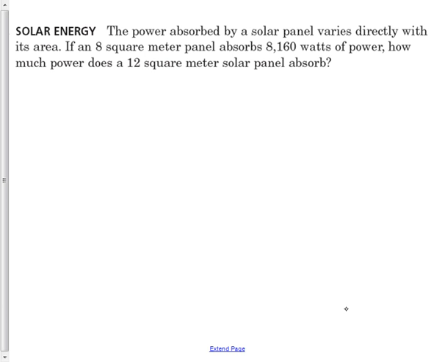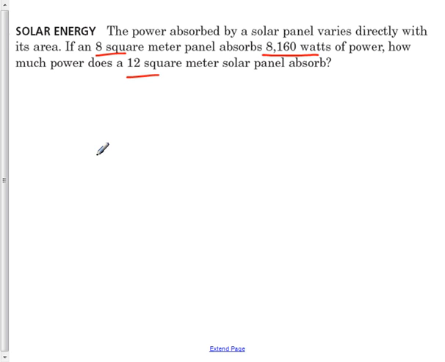All right, the power absorbed by a solar panel varies directly with its area. So if an 8 square meter panel absorbs 8,160 watts of power, how much power does a 12 square meter solar panel absorb? Well, I see here I have basically 4 items I need. I have this and this. They're both 8 square meters, 12 square meters. I have watts for my 8 square meter one. I need watts for my 12 square meter one.